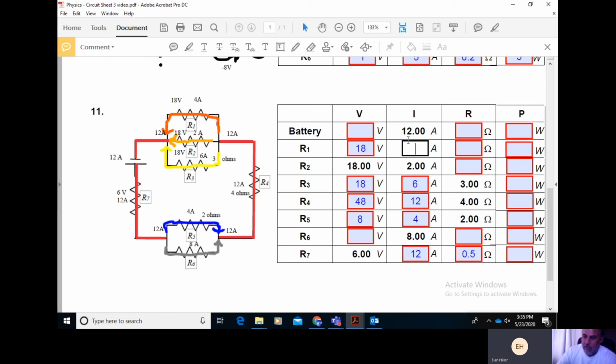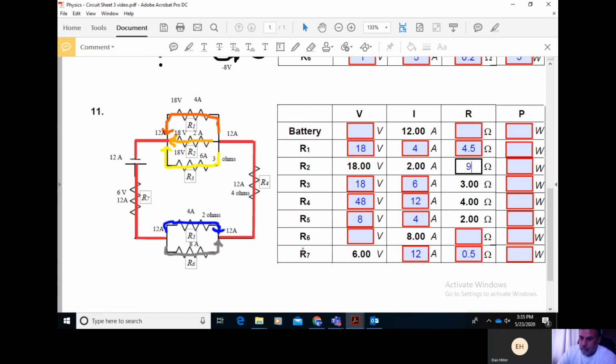Okay, we have again filled out quite a bit. Let's use a little Ohm's law here to fill in some of the remaining gaps. Let's see, 18 divided by 4, I think is 4.5. Yes. So 4.5 ohms of resistance across resistor 1. 18 divided by 2 should be 9. And we're kind of stuck on resistor 6. So let's come back to resistor 6.